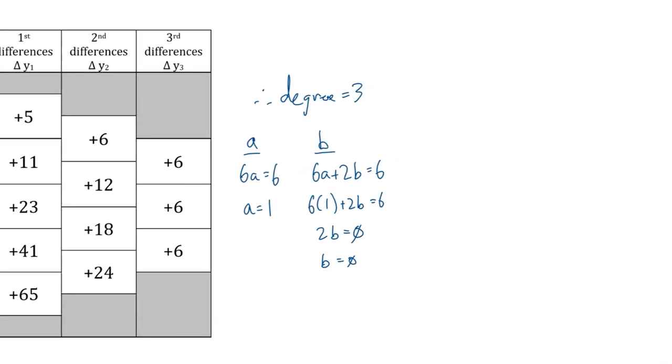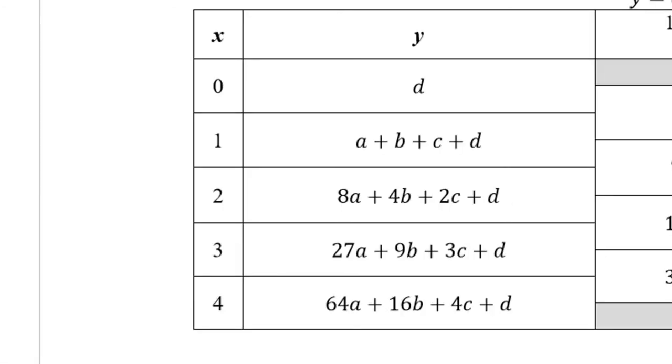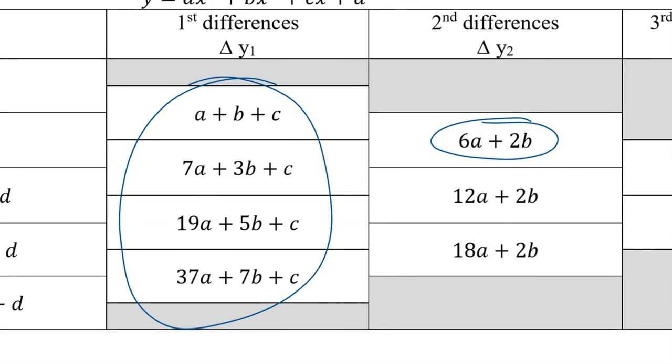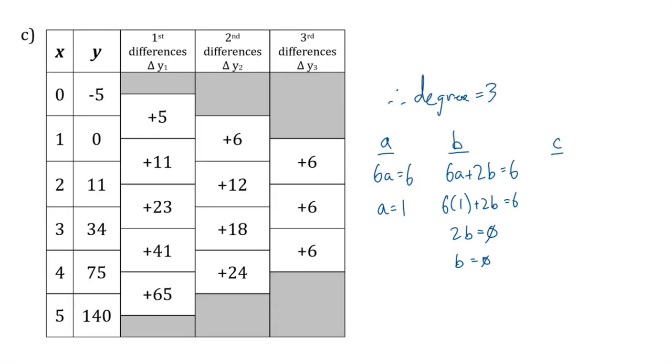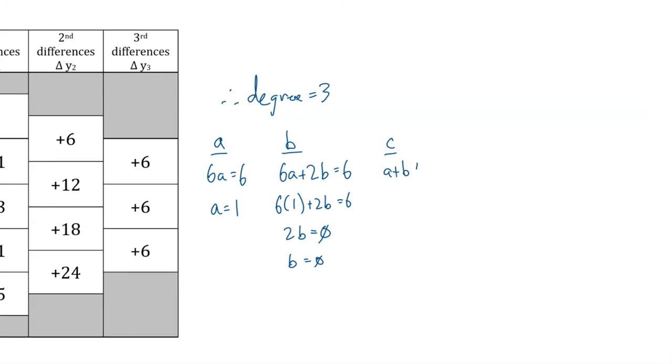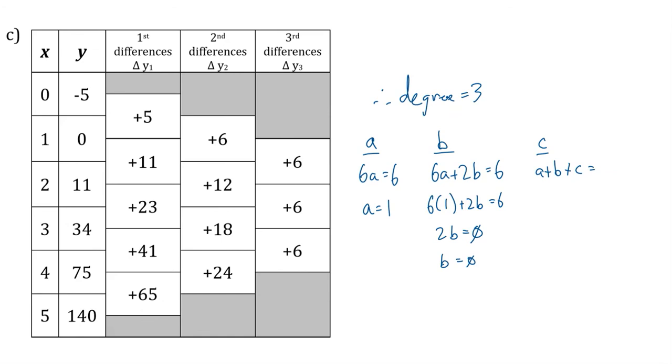Okay, C. Back over to my sheet. I could use any of these, but why wouldn't I just use the easy one? So it's A plus B plus C. It's a little tricky. Now, when you have the paper in front of you, I'm flipping back and forth, so I think that makes it harder. But you want to make sure you get the right thing. So if I said equals 6, that's going to be wrong. That was for the first differences. So just make sure that you're not rushing through it too much. A is 1, B is 0. So subtract 1 from both sides, I got C equals 4.